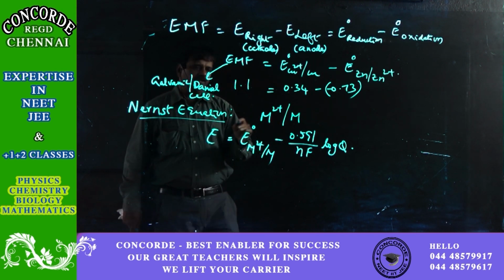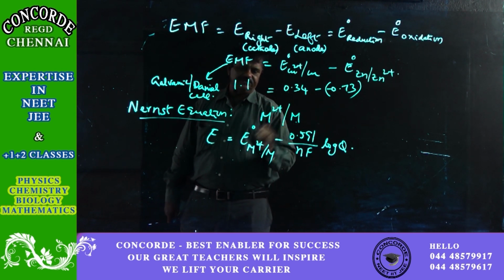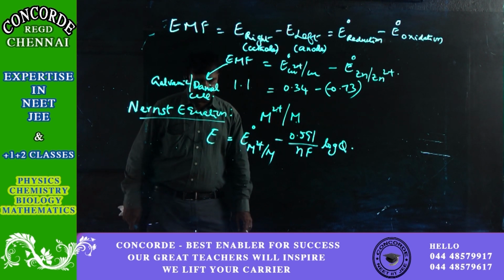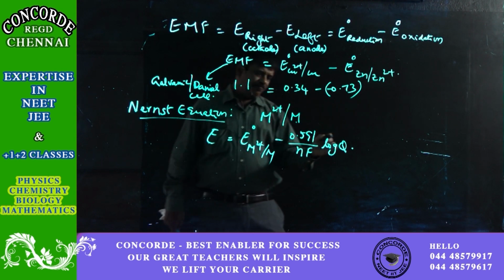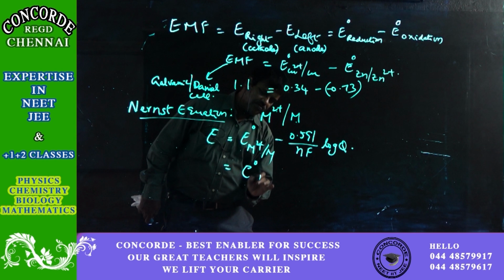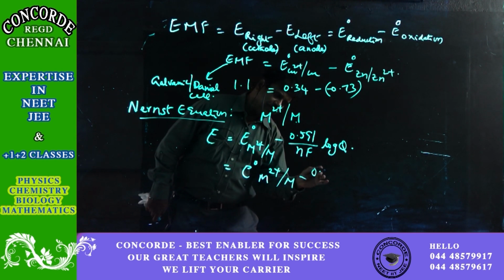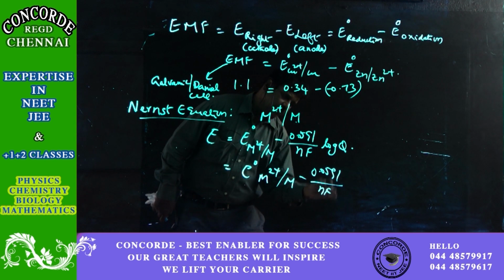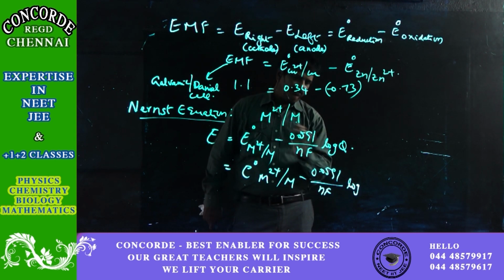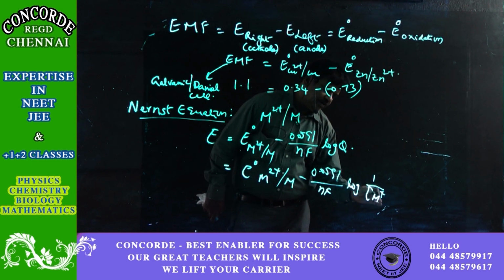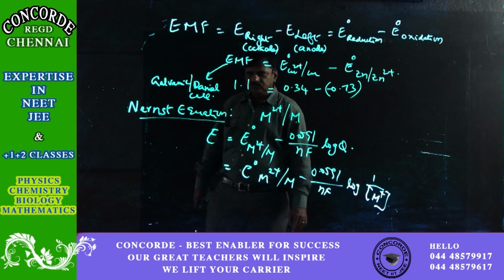If you take an ion, M2 plus, or any metal ion getting reduced to metal, the EMF of this is equal to E naught, the standard potential, minus 0.0591 by nF log Q. Q in this case will be, log of the product, which is M, divided by the concentration of M2 plus, that is 1 by the concentration of M2 plus.